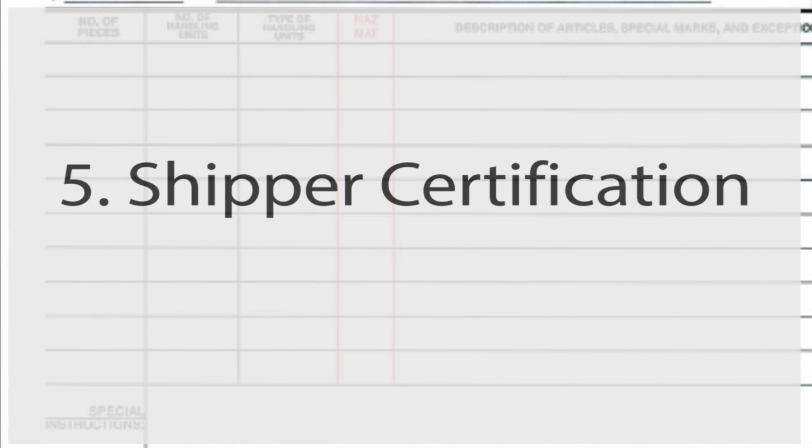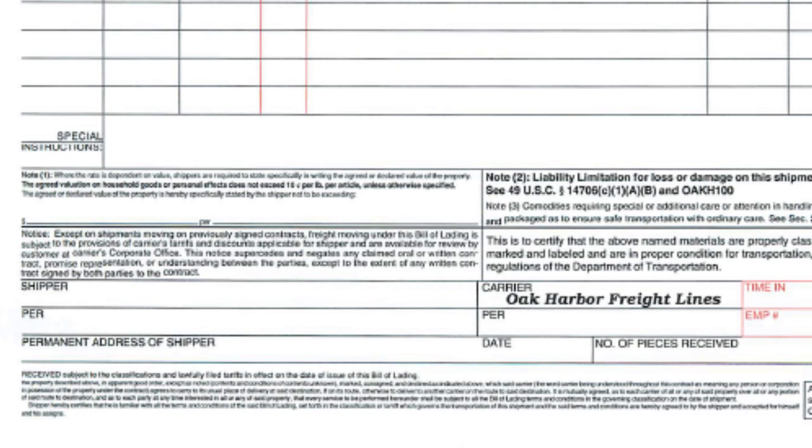The fifth and final section is the shipper certification. All bills of lading have a shipper certification section. This area is where the shipper signs the bill of lading, accepting the terms of the bill of lading and all reference tariffs, contracts, and rate sheets applicable. They're also certifying that the information provided on the bill of lading is accurate and complete. This means anyone can assist the shipper in filling out the bill of lading. However, they are ultimately responsible to make sure it's accurate.